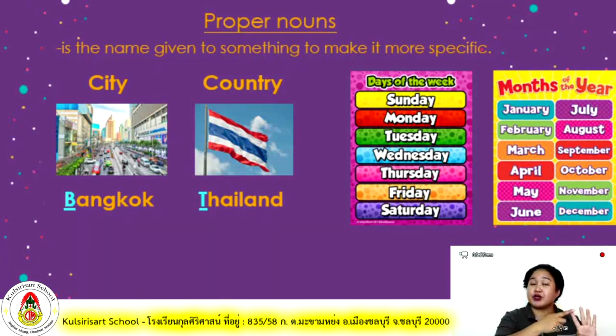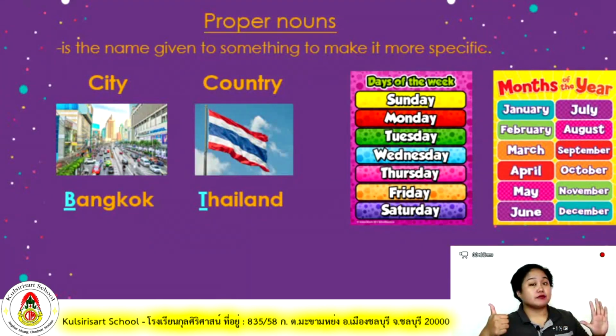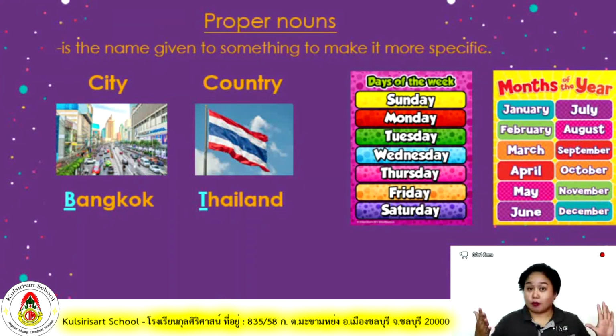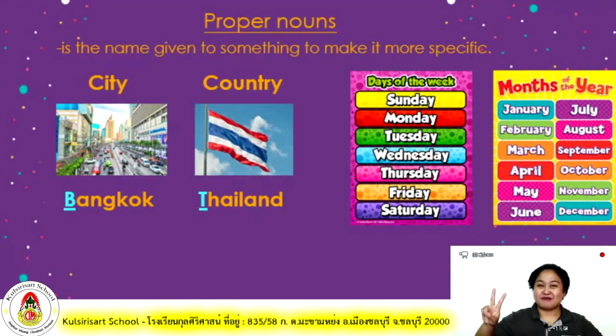We also have April. April. May. June. July. August. Again, August. Very good. September. October. November. And December. Very good.